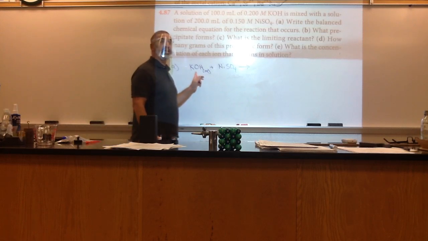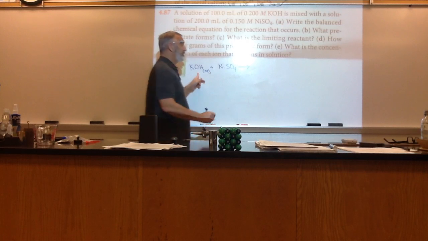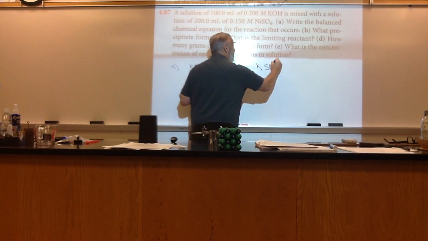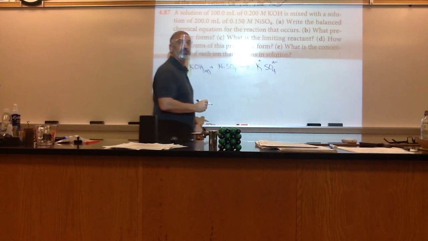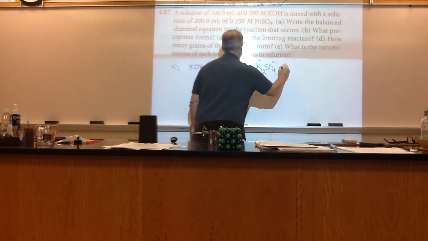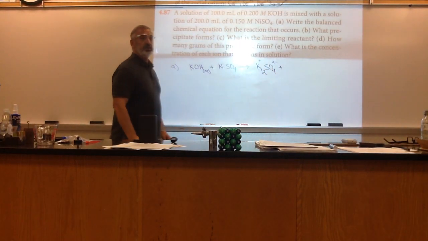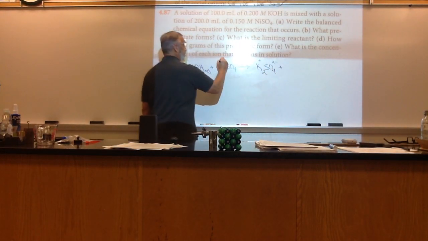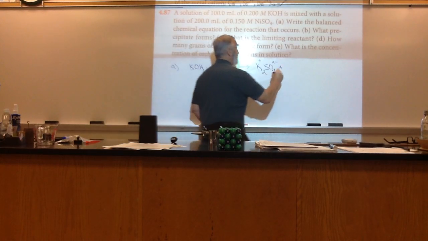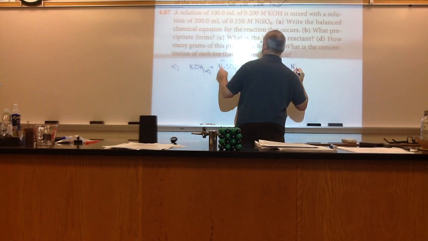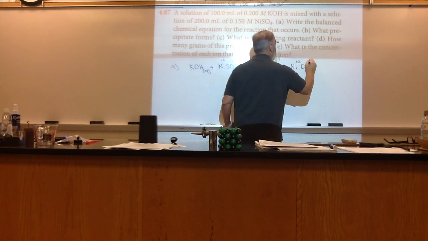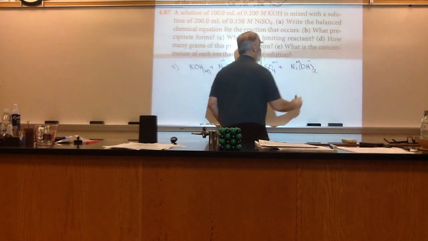K2SO4. How did you know it was K2? Because it's -2 on my SO4. SO4 is 2 minus, and potassium is plus. So therefore I know it's got to be K2SO4 plus, what's the other product? Ni(OH)2. Ni, again, we just determined over here that nickel was +2, and the OH is -1, so it's Ni(OH)2.